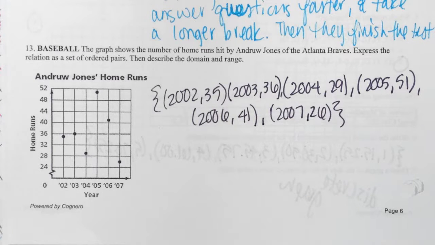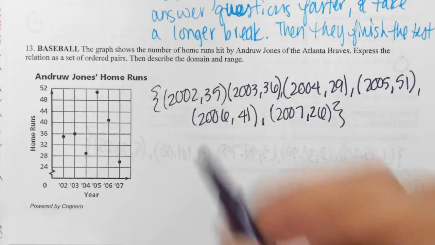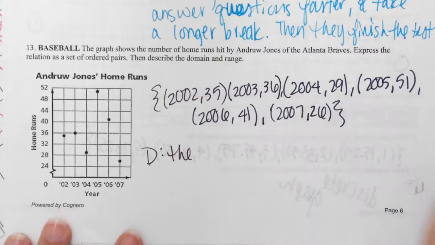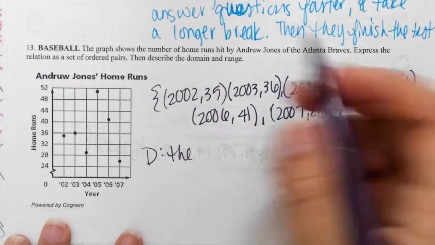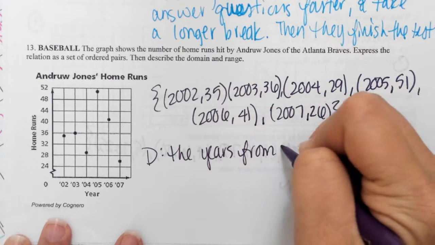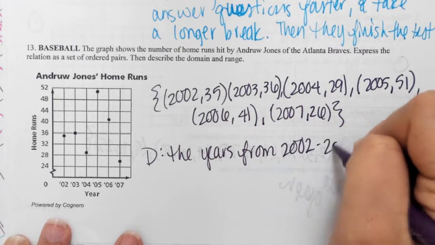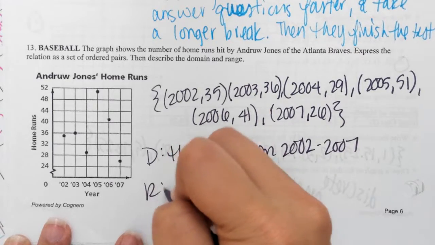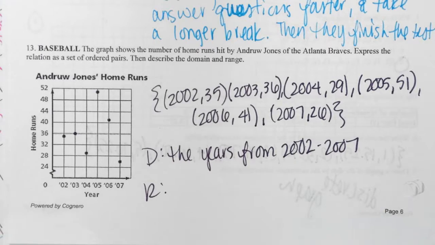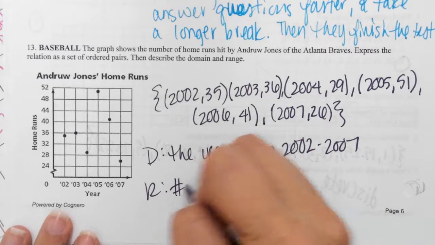And then describe the domain and range. So it's not telling you to label the points, it's asking you to describe it. So what's the domain? The years from when? And what's the range? Number of home runs he hit each year.